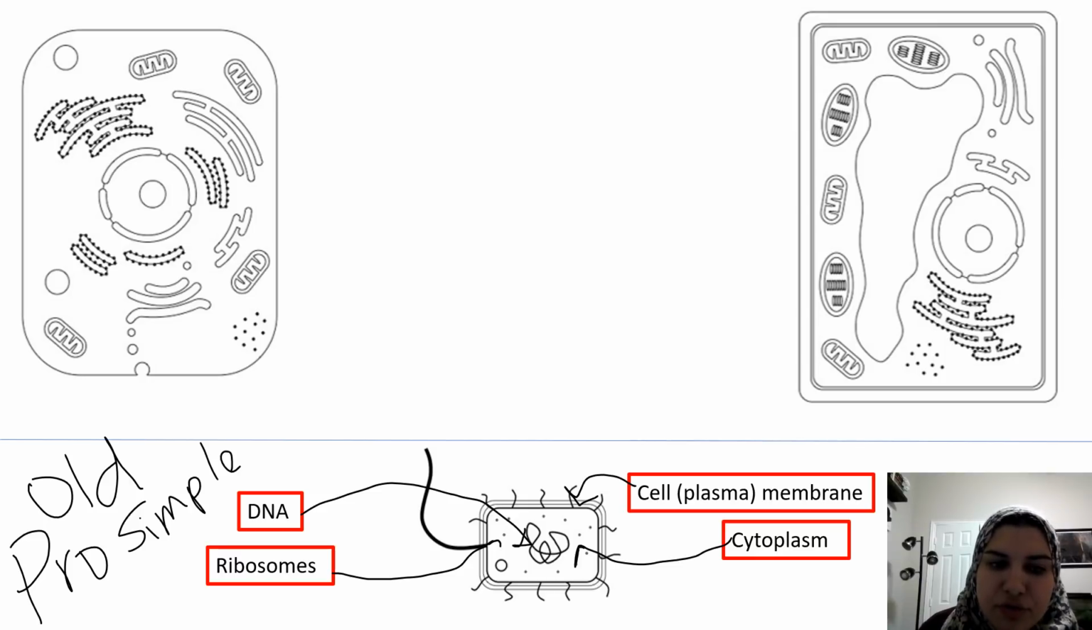Alrighty, so there are really only 4 things that fill a prokaryotic cell that you need to remember. What's an example of a prokaryotic cell? That would be bacteria.